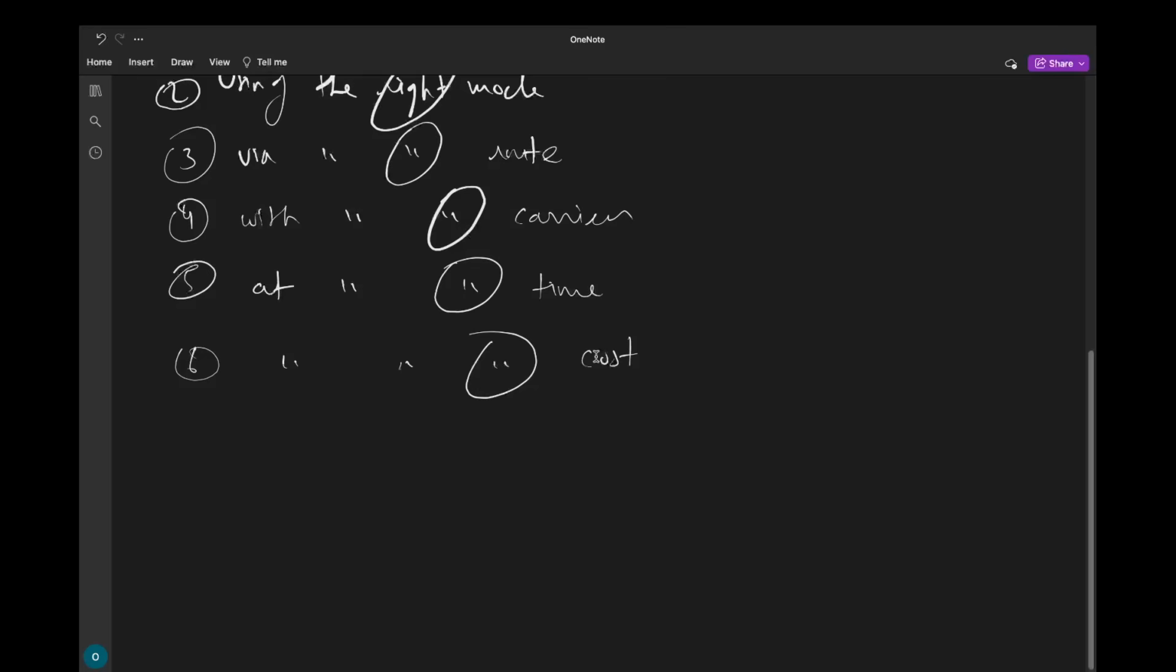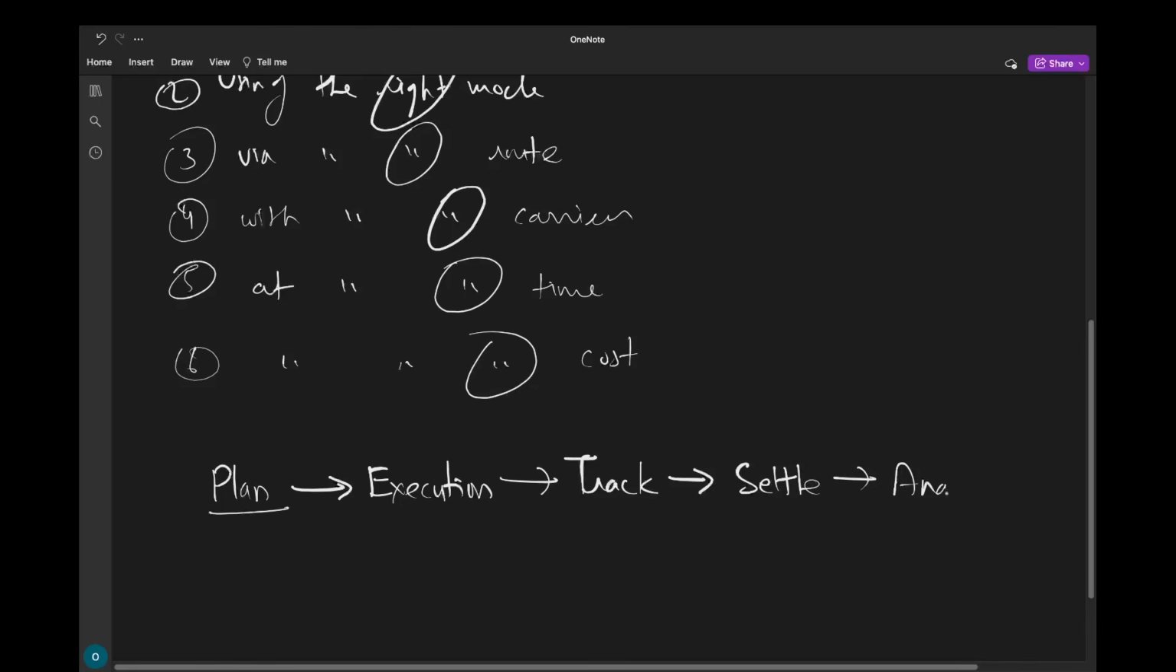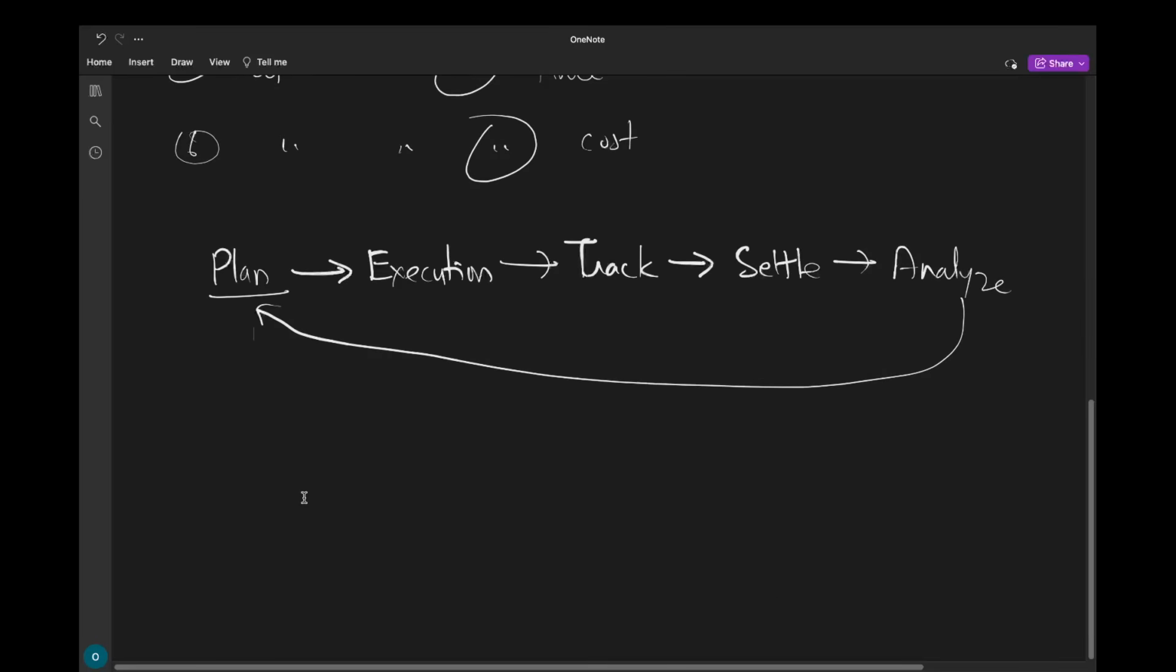Now it has various phases. It starts with planning, transportation planning. After planning, we do the execution, and then we do the tracking while executing, and then we settle and analyze, and after the analysis, we again plan. So let me explain each phase.